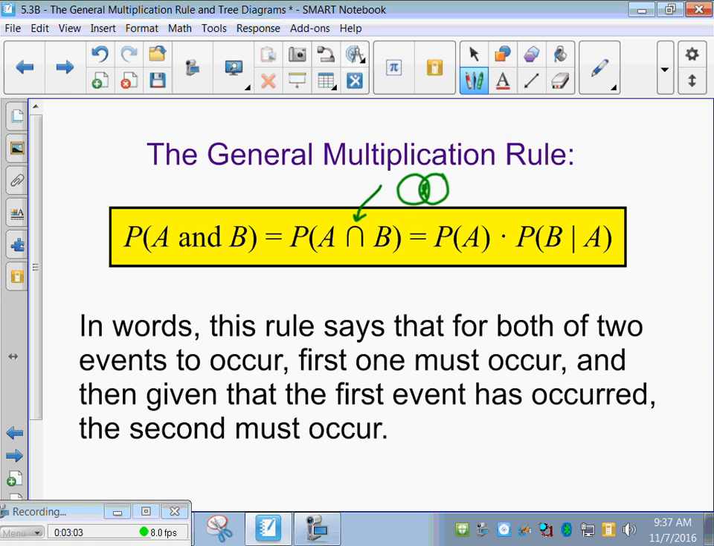In other words, this rule says that for both of two events to occur, the first one must occur, and then given that the first event has occurred, the second must also occur. Okay? So the first one has to occur, and then given that that occurs, what's the probability that the other one occurs? Okay? So there is some conditional probability inside of this formula.